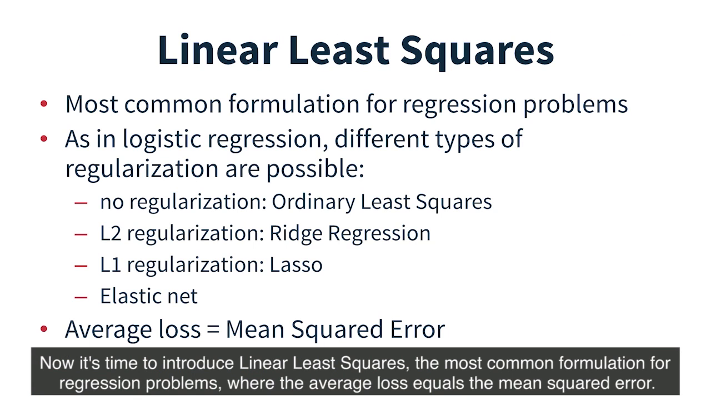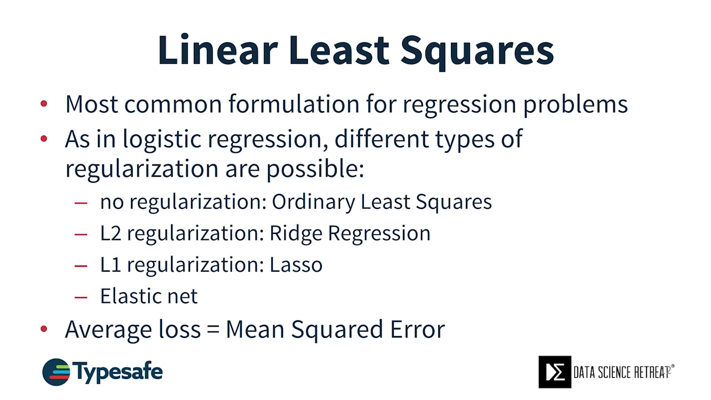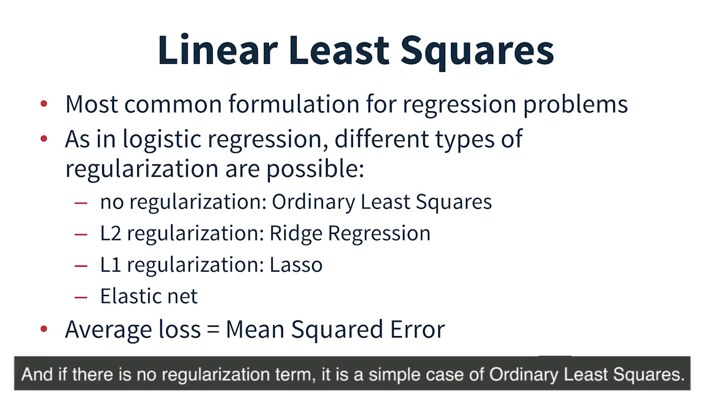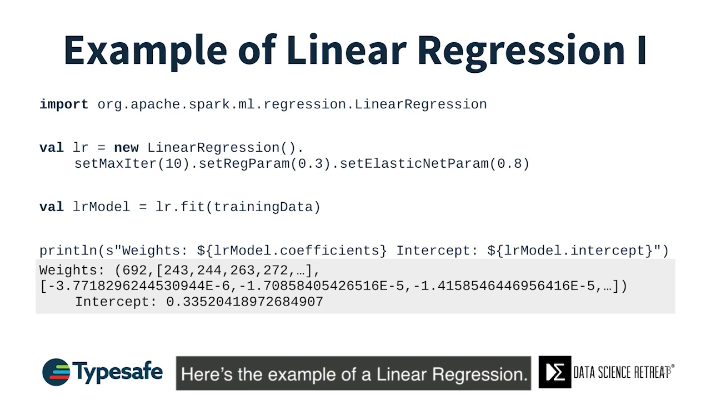Now it's time to introduce linear least squares, the most common formulation for regression problems where the average loss equals the mean squared error. It also supports different types of regularization, both the L1, lasso, and L2, ridge regression. And if there's no regularization term, it's just a simple case of ordinary least squares. Here's the example of a linear regression.